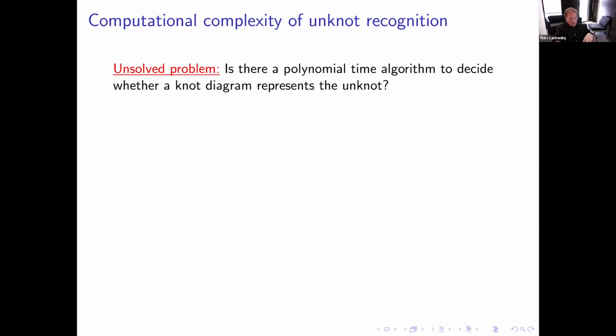Because to decide whether something is the unknot, given a diagram, I would have to consider all possible sequences of Reidemeister moves of that length. Even with a polynomial bound on length, you're still going to have to go through exponentially many diagrams. So is there a polynomial time algorithm? None of the techniques that we have are getting close to that, with the exception of one, which I want to talk about a little bit later.